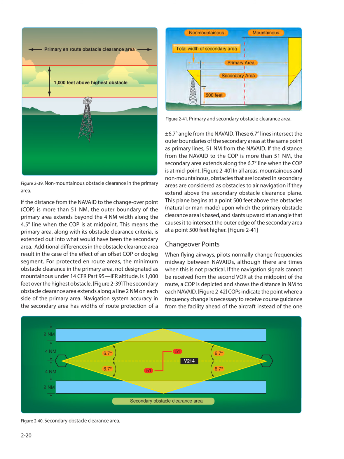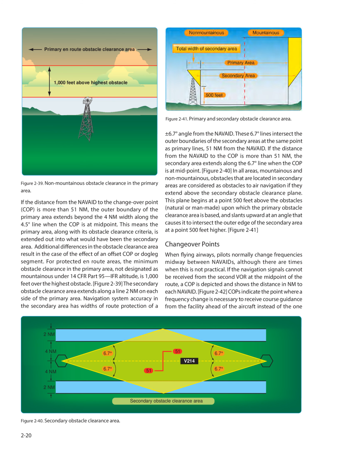Figure 241, changeover points when flying airways. Pilots normally change frequencies midway between NAVAIDs, although there are times when this is not practical. If the navigation signals cannot be received from the second VOR at the midpoint of the route, a COP is depicted and shows the distance in NM to each NAVAID.